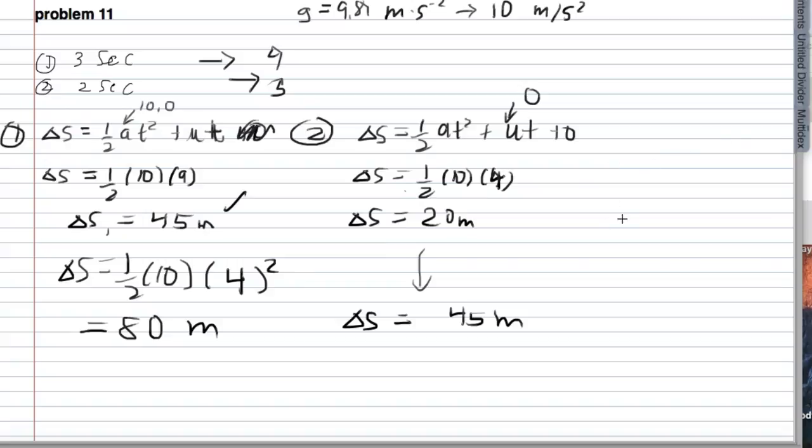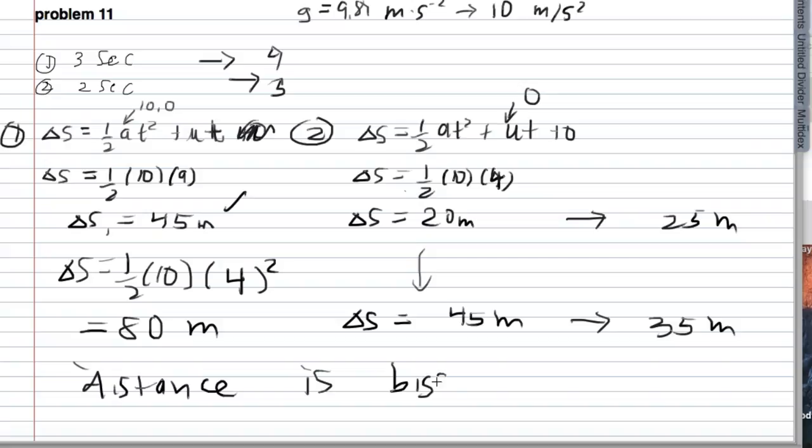So let's compare. We have 45 versus 20, so the distance separating them is 25 meters. 80 versus 45, it's 35. So the distance actually gets bigger as time goes on. Very good. Very tricky. Very interesting.